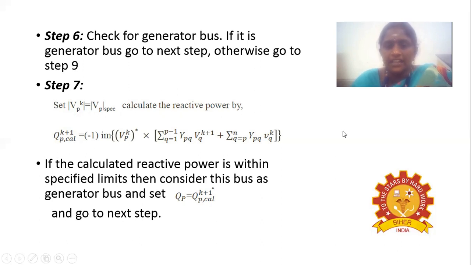Then calculate the reactive power using these equations. Because for a generator bus, what values are given to you? Real power and magnitude of voltage. So we have to calculate the reactive power and phase angle. So first set the given value as the initial voltage.